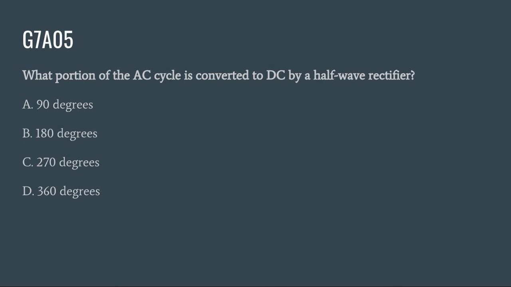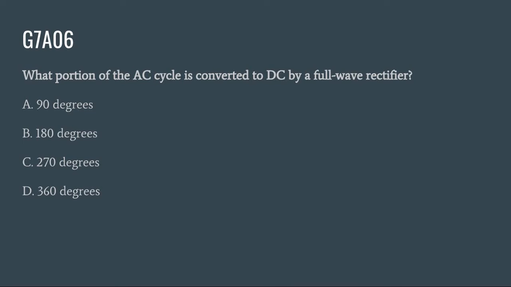G7A05. What portion of the AC cycle is converted to DC by a half-wave rectifier? A. 90 degrees. B. 180 degrees. C. 270 degrees. Or D. 360 degrees. Correct answer B. 180 degrees.